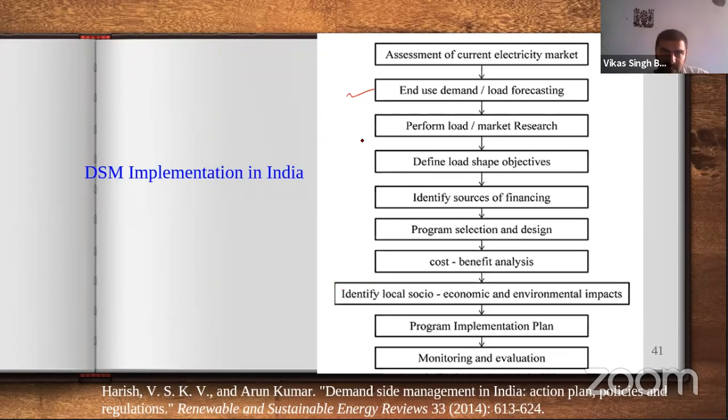Then after forecasting, perform load or market research. Then after this research, define the load shape objectives, that which one you want to apply. Then you need to identify the source of financing for the DSM, because it will include some cost. Then selection of program. After that, the cost benefit analysis, because without cost benefit analysis, any utility will not be interested in implementation of demand side management program.